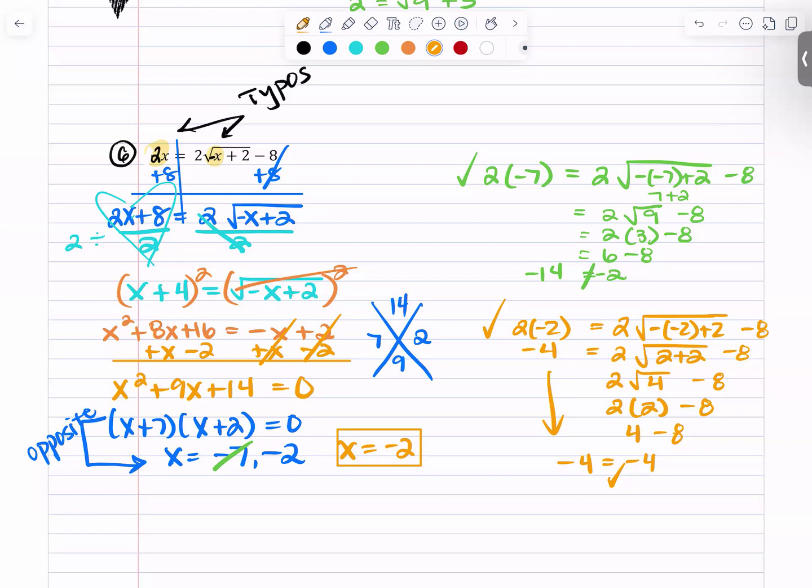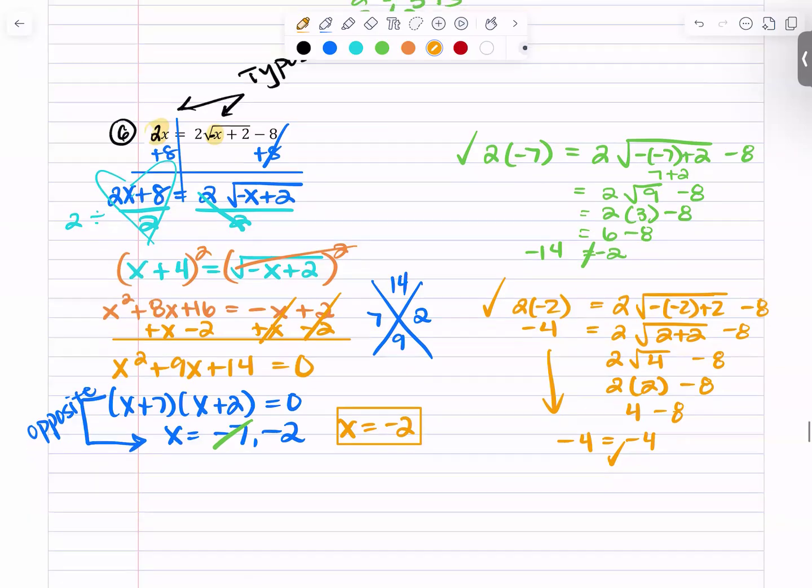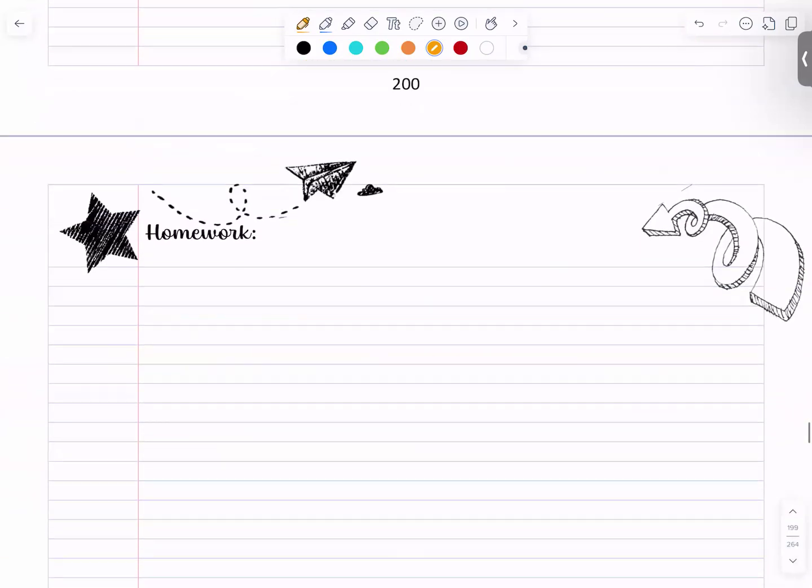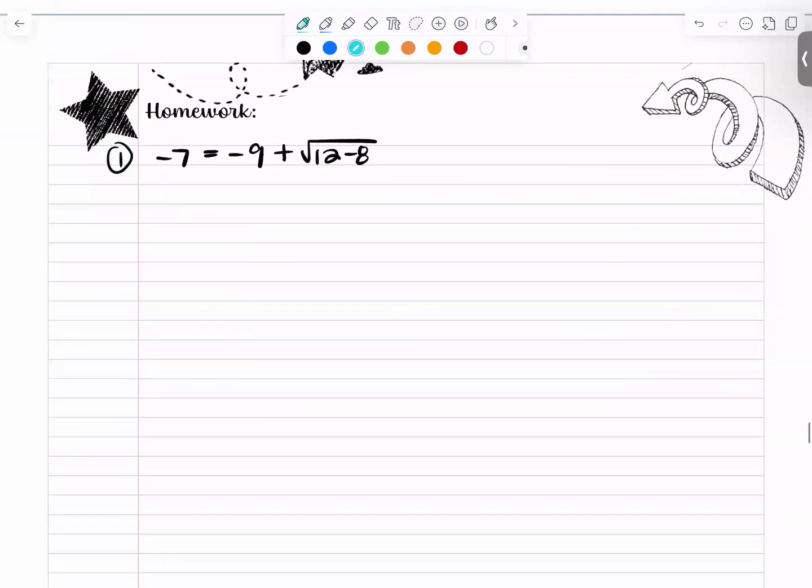Now, because of this, I think that that's this one. Let me see. Yes. So your first homework question looks like this. I'll do the first one with you because I want to show you how to do it. It has negative 7 equals negative 9 plus the square root of 12 minus a. And then I'm going to bring up this worksheet so I can show you how to work the worksheet, because sometimes you guys don't always read the directions very well. So this is our problem.